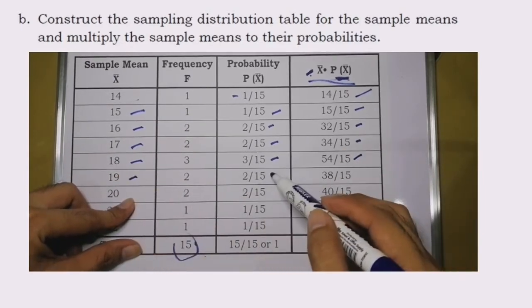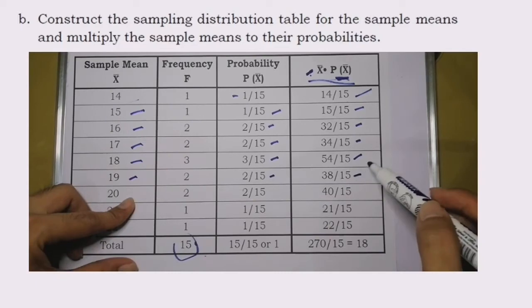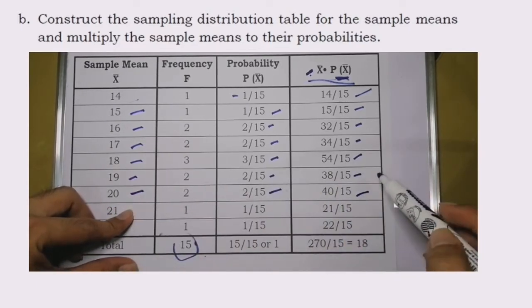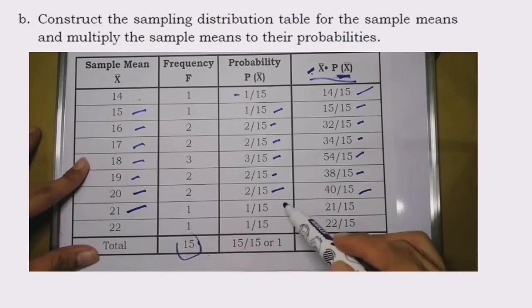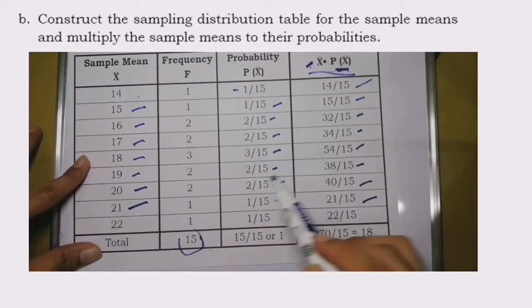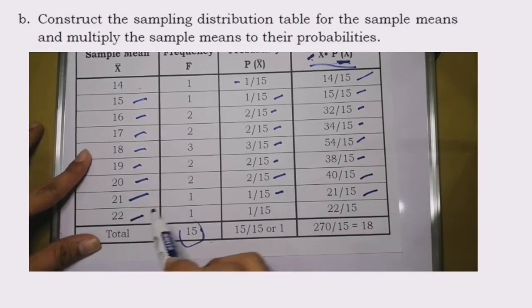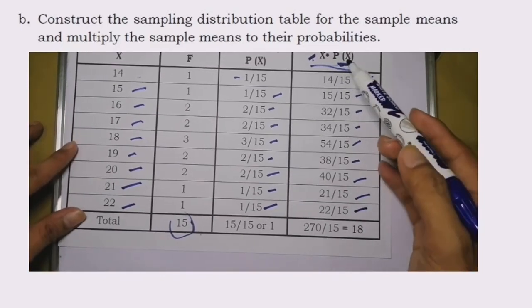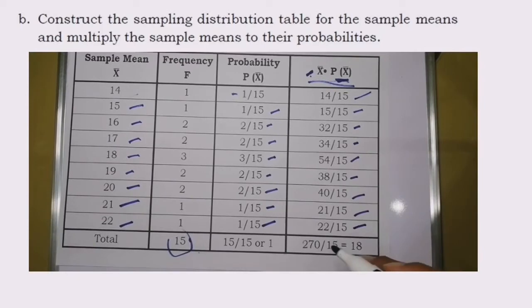19 times 2 over 15 is 38 over 15. 20 times 2 over 15 is 40 over 15. 21 times 1 over 15 is 21 over 15. And lastly, 22 times 1 over 15 is 22 over 15. So ato na siyang i-total tanan, mo come up tag sum nga 270 over 15, or kung atong i-simplify, 18.